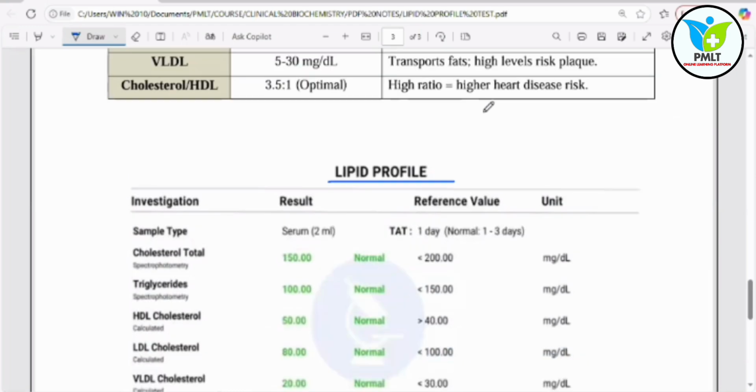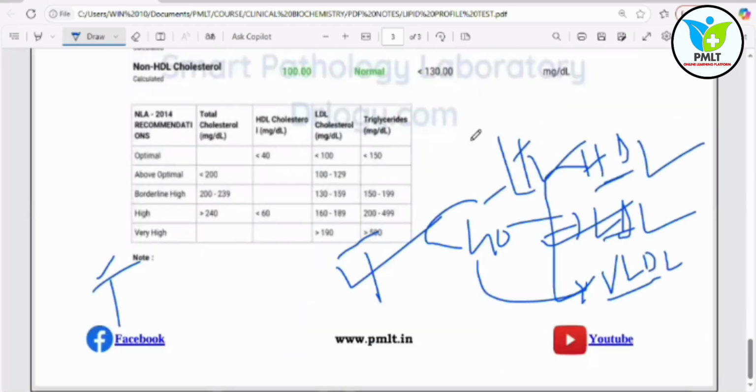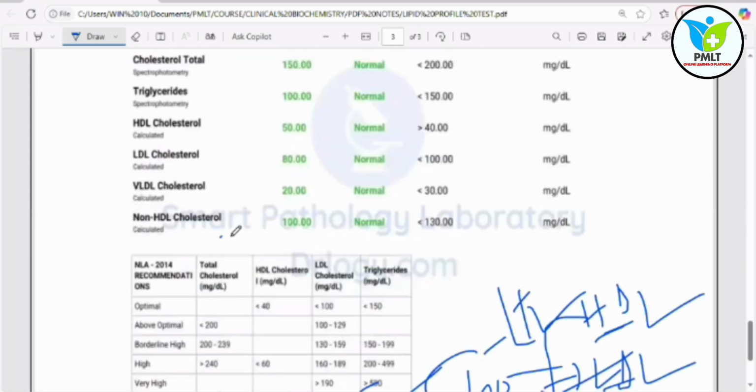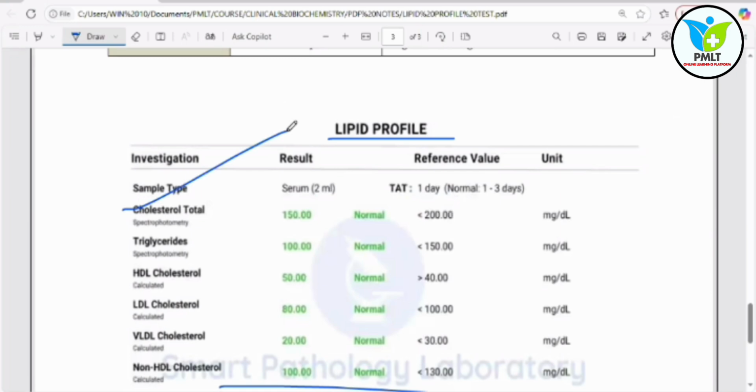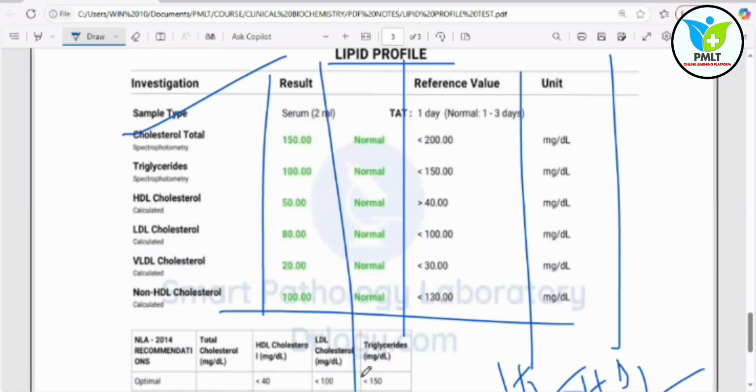Here I am not mentioning the name or who has done the report. Just think of it as a pathological laboratory report. There is the cholesterol level, the normal or reference ranges, the unit and a particular result. Everything is normal here. Total cholesterol, triglyceride, HDL cholesterol, LDL cholesterol, VLDL cholesterol and non-HDL cholesterol are all measured in the lipid profile test.